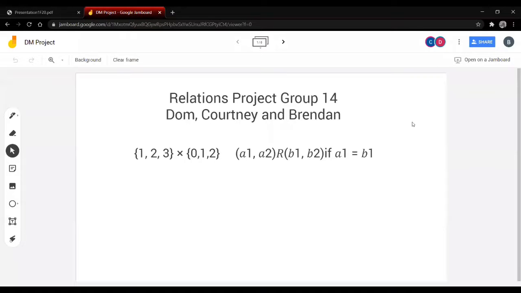This is group 14 for the relations project. Our domain is {1, 2, 3} times {0, 1, 2}, and the relation is (A1, A2) is related to (B1, B2) if A1 equals B1.